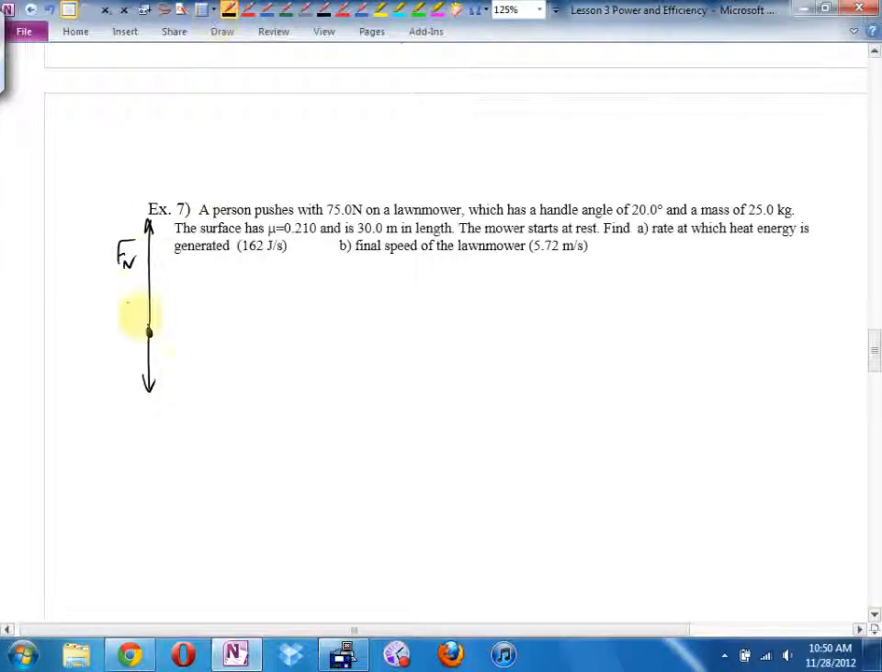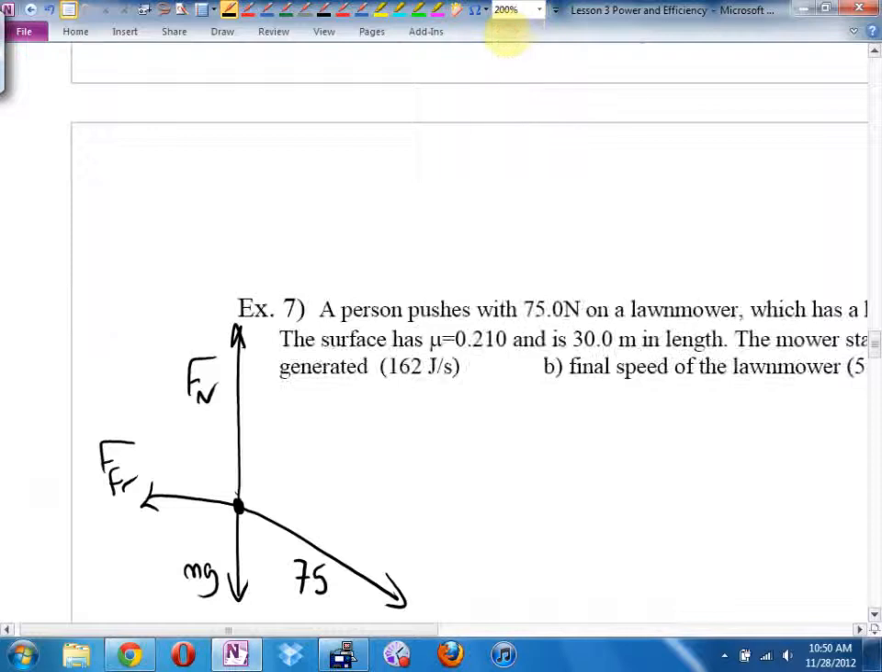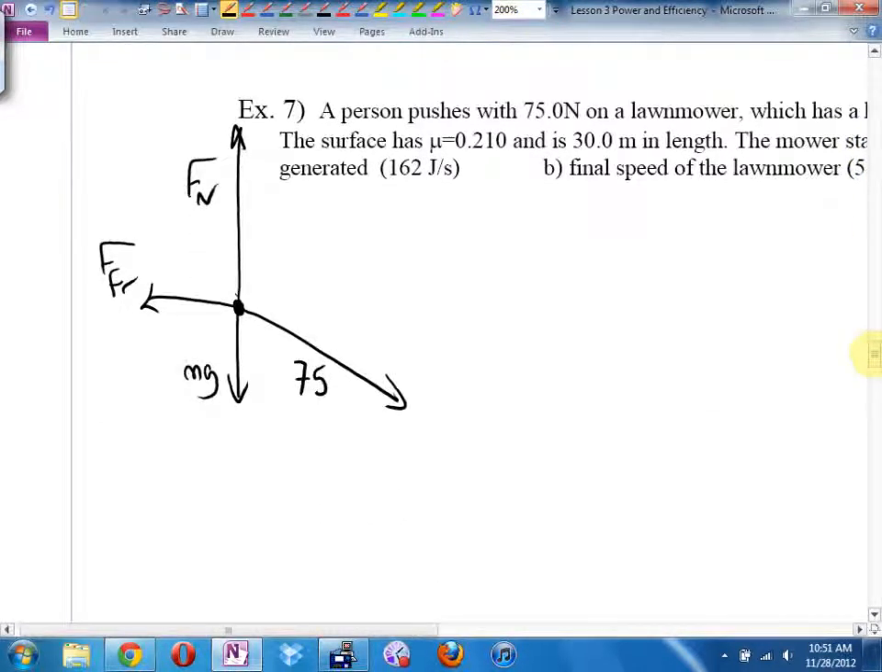And I'm going to be really clever. I'm going to put the mg on that side so I can, you don't push down like that. Here's the applied force, which is 75 newtons. And there would be friction. So my free body would look like that. Oh, and then I would say components, Fx, Fy. Cool.